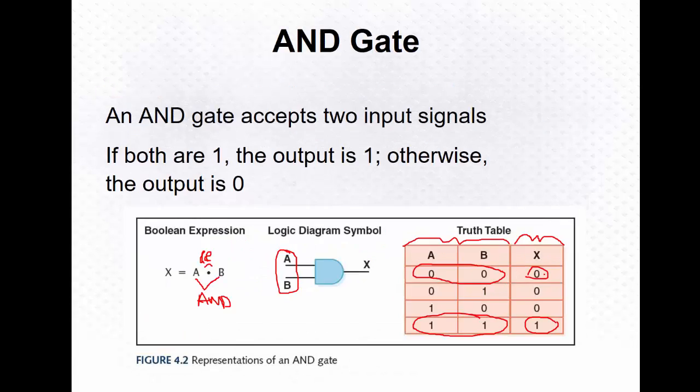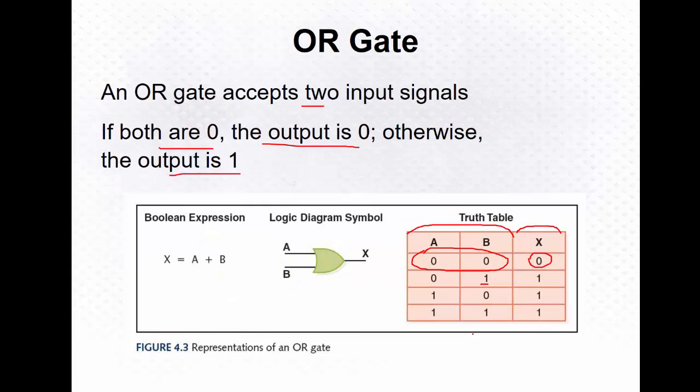Notice with the AND, let's go back up to the AND. Notice with the AND, you only get a 1 when both are true. So it's only true when both of them are true. Notice with the OR, it's only false when both of them are false.